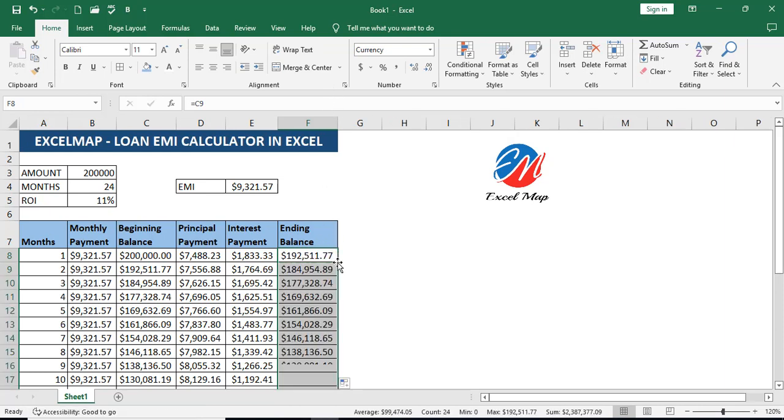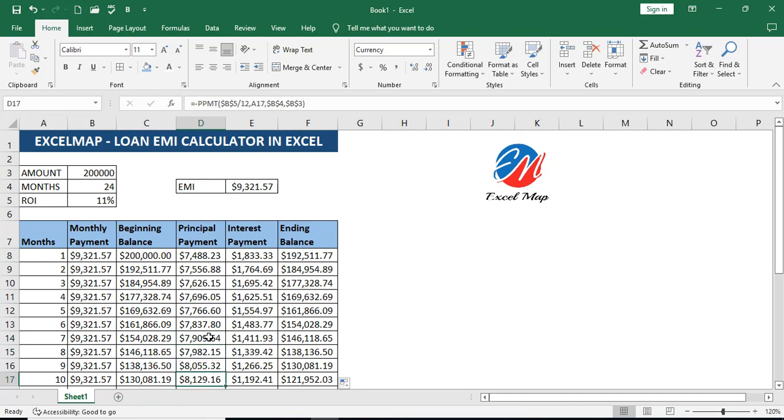Next, autofill. See, this is the beginning balance for the first month, 2 lakhs, and after paying the payment it is 1,92,511. Okay, next, if you go to the next month, the principal payment will increase because the interest payment will decrease. For the first month we are calculating for the 2 lakhs. After that we are calculating for the remaining beginning balance only. That is the reason the interest payment is going to decrease, and for that remaining amount, the principal payment will increase.